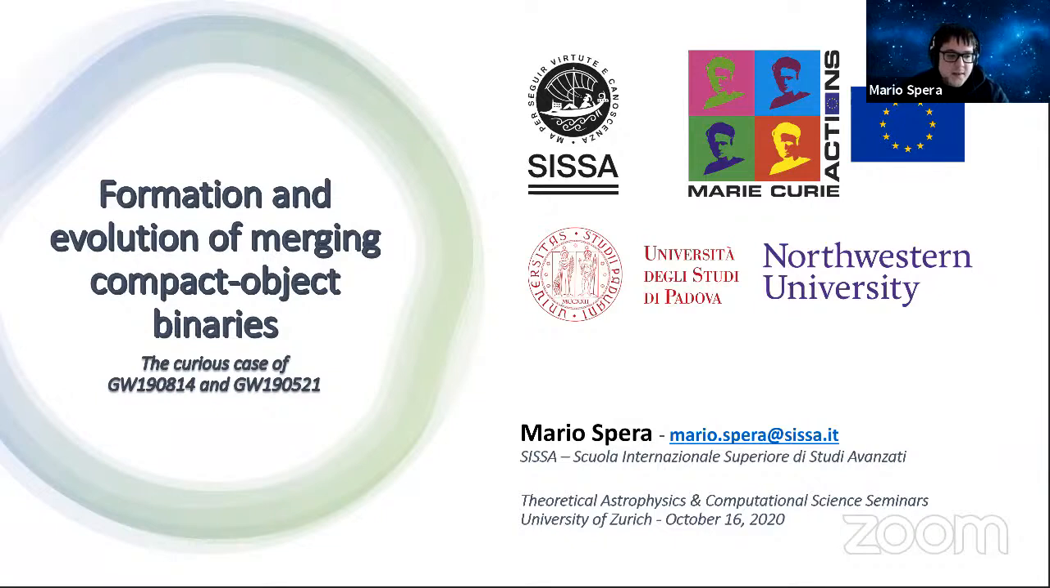So in this talk, I will discuss some of the main astrophysical ingredients that can give us some insights on the formation pathways of some gravitational wave sources, including the recent events GW190814 and GW190521. That is, the LIGO Virgo event with the most asymmetric masses and the event with the heaviest black holes, respectively.